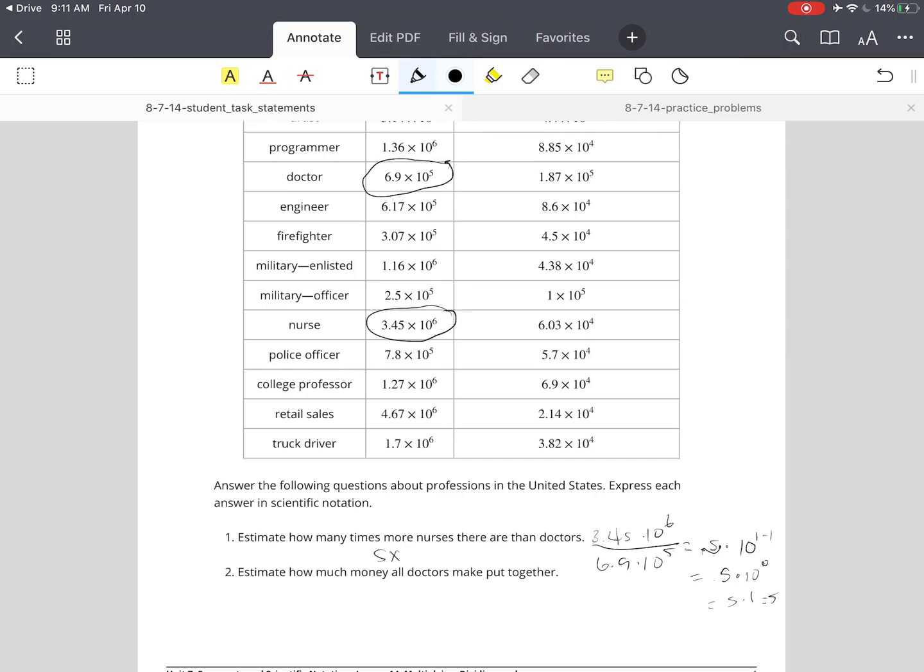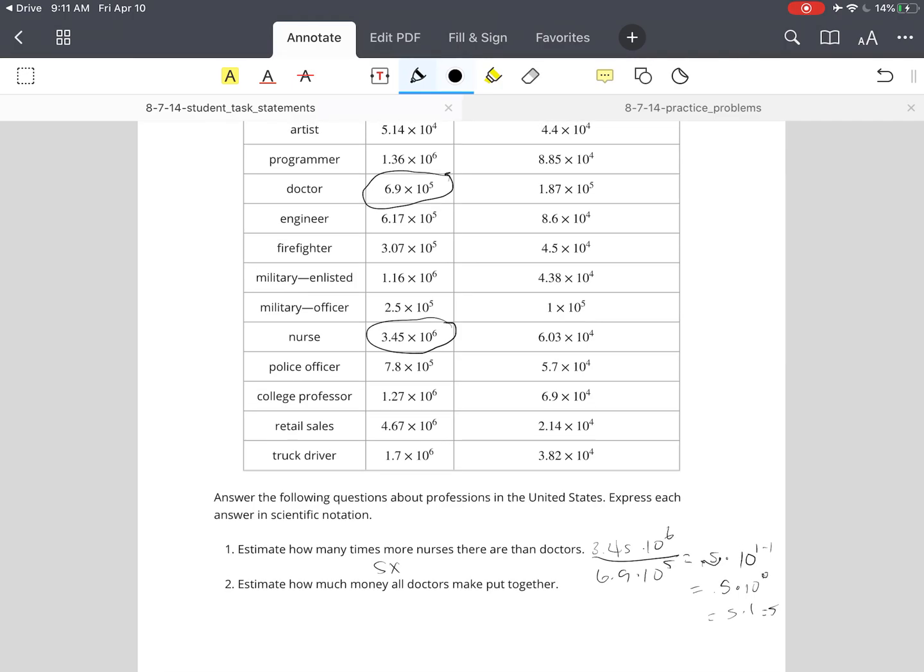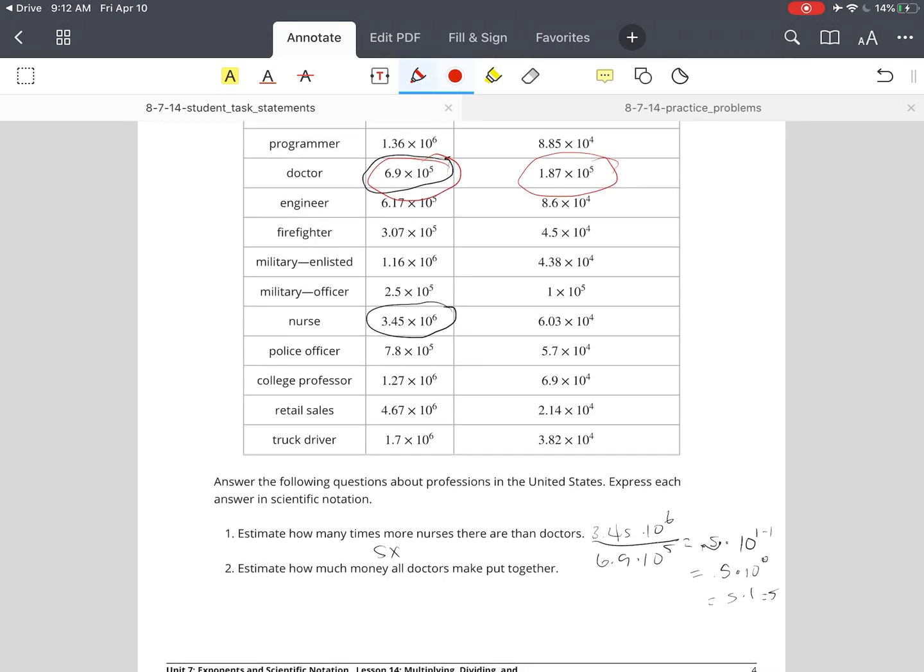Estimate how much money all doctors make put together. Okay, so we're going to use red for that. Doctors, right? Yep, we're going to look at how many doctors there are and how much money they make in total. So 10 to the 5th times 10 to the 5th is just going to be 10 to the 10th. And then we're going to do 6.9 times 1.87. Yeah, 1.87. And that's 12.972. So that's how much money they make.